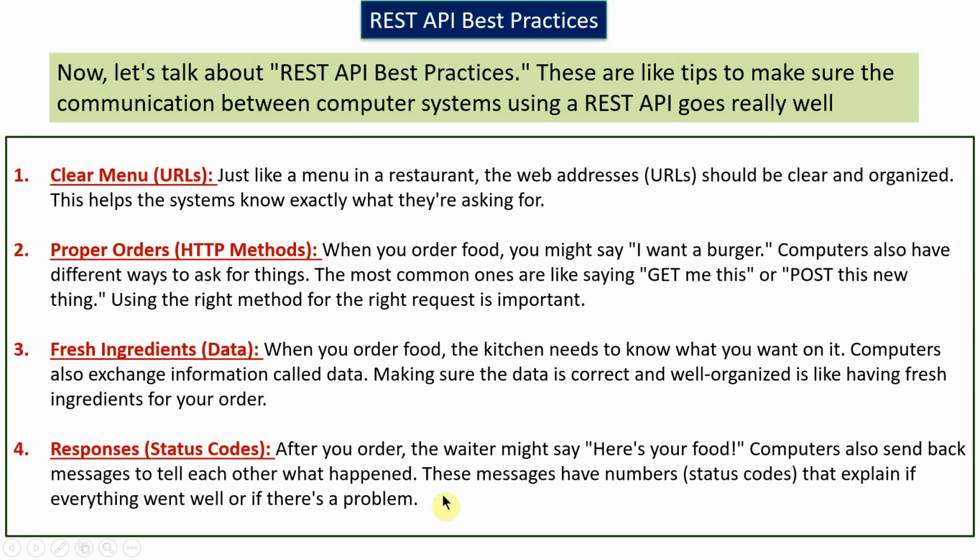The fourth point is responses, which is equivalent to status codes in the computer world. After you order, the waiter might say, here is your food. Computers also send back messages to tell each other what happened. These messages have numbers, which are nothing but status codes. The status code explains if everything went well or if there is any problem.